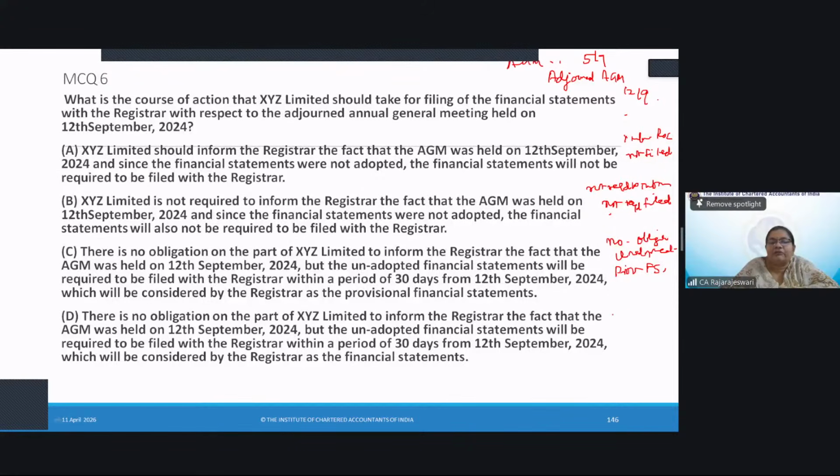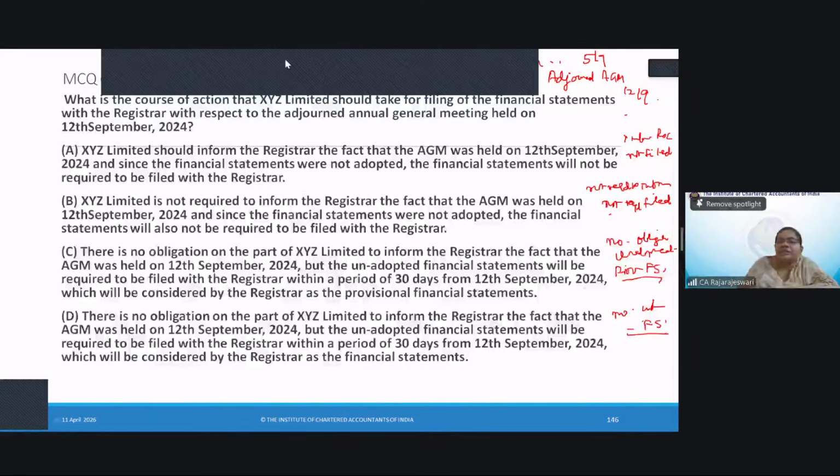The fourth one: no obligation to inform and will be required to be filed, that will be treated as a financial statement. Is it a provisional financial statement or will it be treated as a financial statement? So that is the difference between C and D. Try to understand what the MCQ talks about.